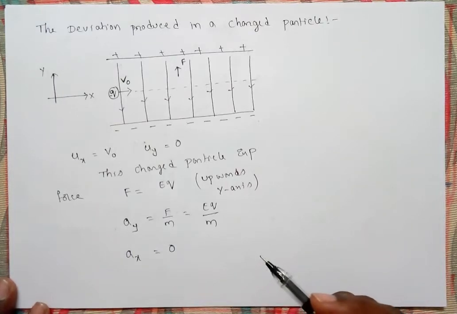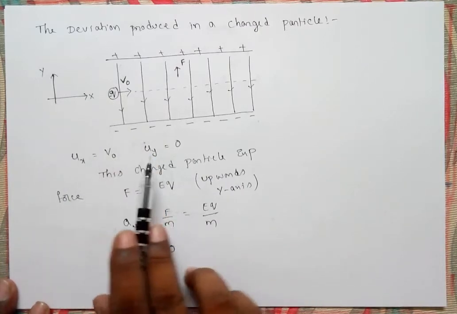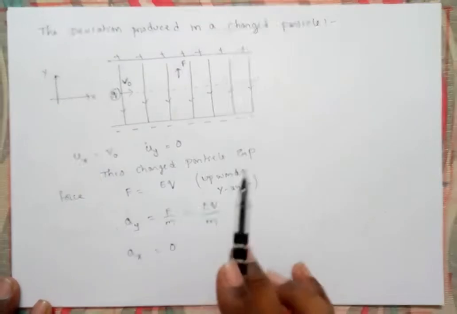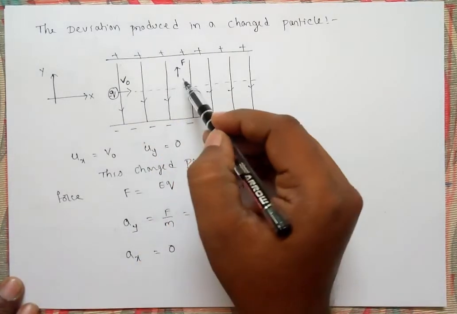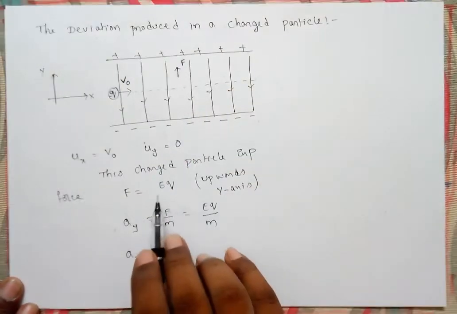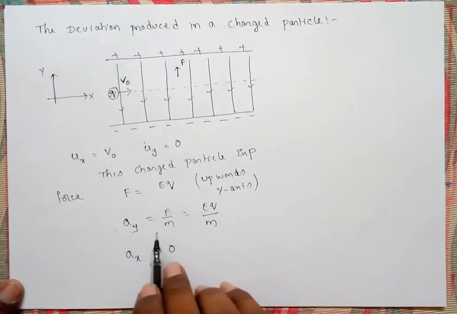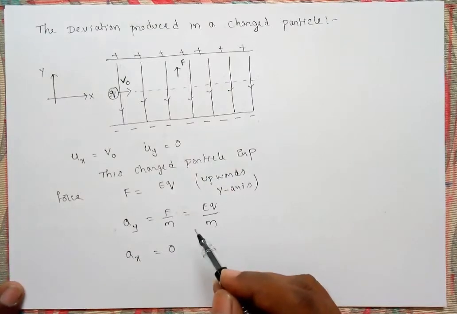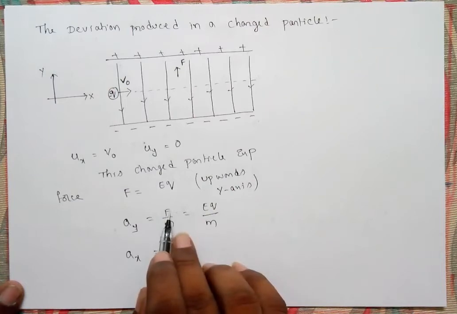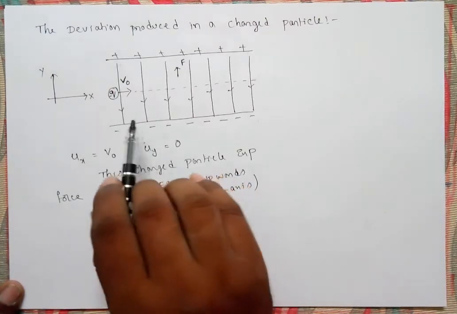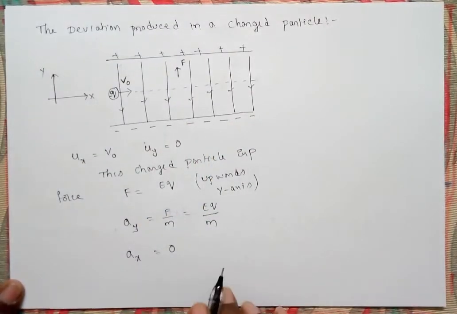Initially the velocity v0 is along the x-axis. We are not providing any velocity initially along the y-axis. Later, after entering the electric field, it experiences a force upwards. It is a charged particle, so when placed in an electric field the force is EQ. Then the acceleration along the y-axis is ay equal to F by m, that is EQ by m. But along the x-axis there is no force, so ax is equal to 0.